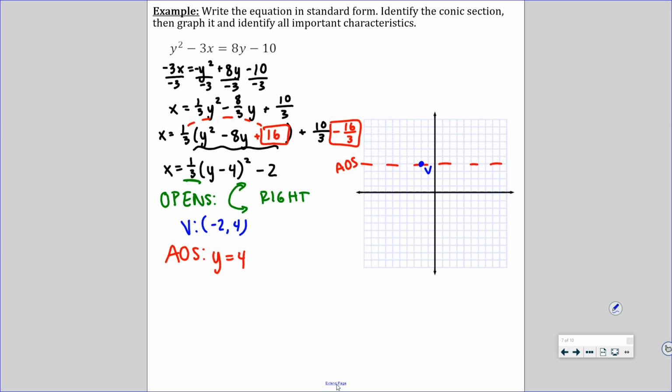Let's just go ahead and finish graphing our parabola, and then we'll come back and do the focus and directrix. So you just have to pick one point. Now remember, you're picking numbers to plug in for y. I plugged in the number 1, because when I have 1 minus 4, that gives me negative 3. And what's negative 3 squared? 9. And then 9 times a third is 3, minus 2 is 1. That gives me a nice point, right?